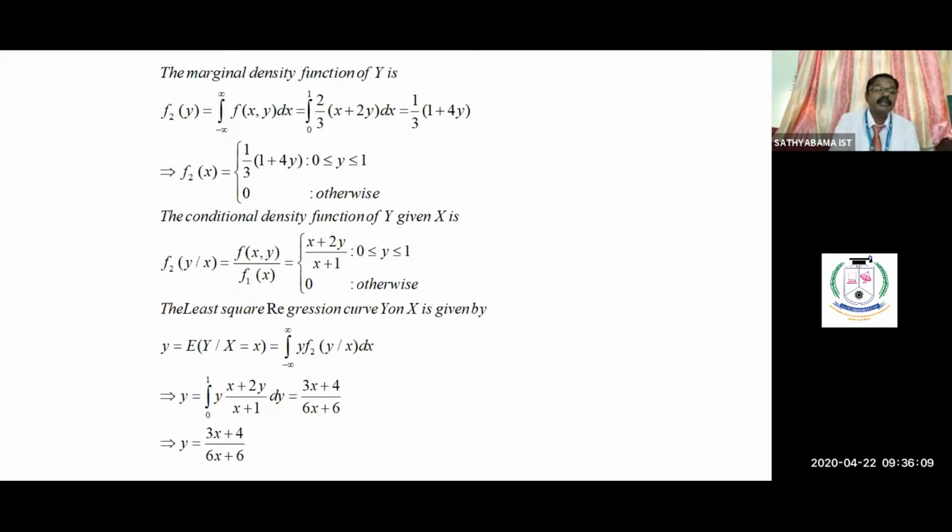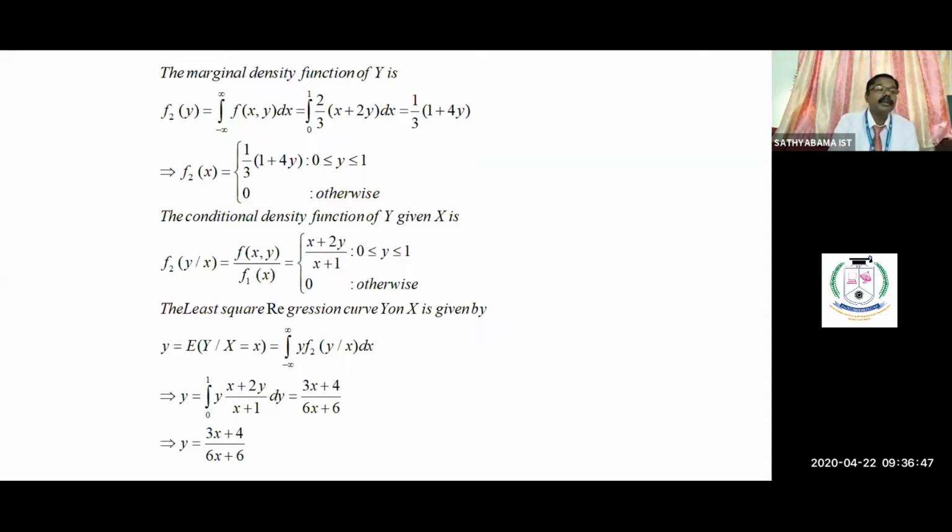So the regression curve of y on x is given by y equal to the conditional expectation, that is the expected value of y given x. According to the formula, it is the integral over the limit of y times the conditional distribution. We have already calculated the conditional density. When you substitute this, we get the integral for y from 0 to 1 of y into x plus 2y by x plus 1.